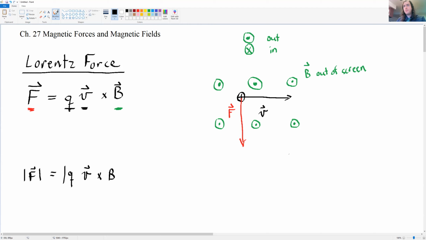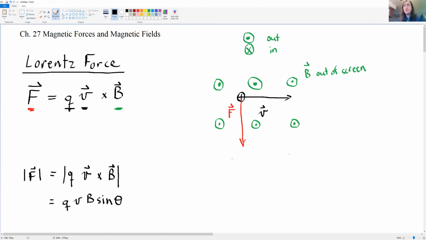And if you remember the magnitude of a cross product, maybe from last semester, again referencing torque, you pick up a sine theta. You get the magnitude of the two vectors times the sine of the angle between those two vectors. Okay. And so again, we can reference this picture that we have over here.